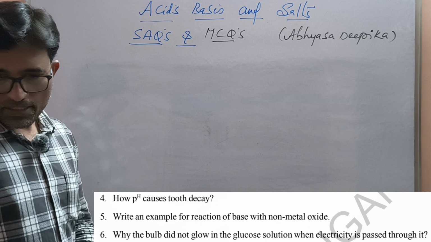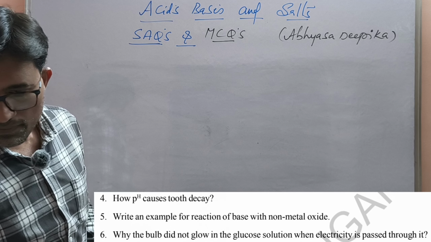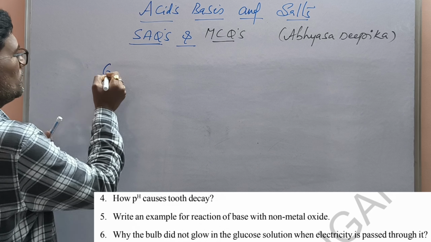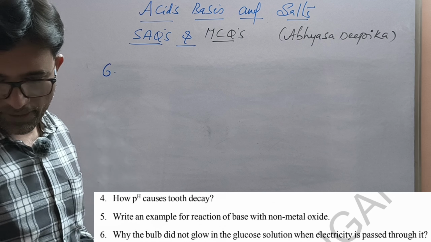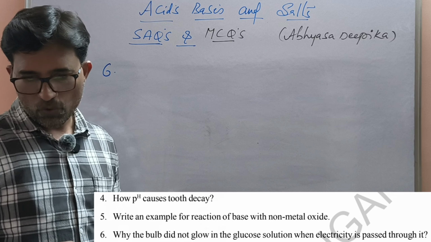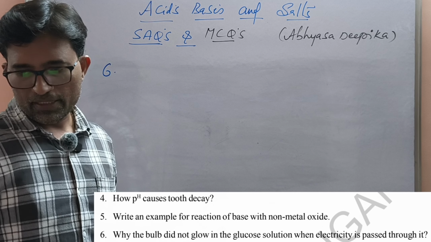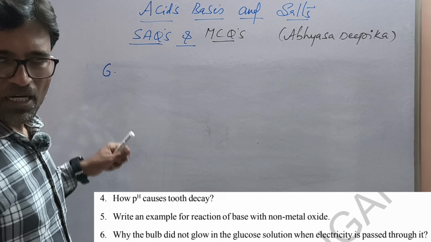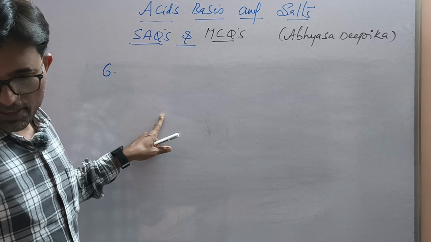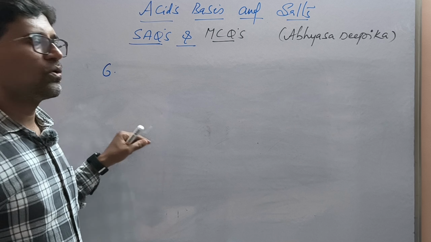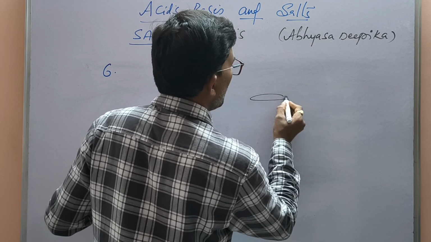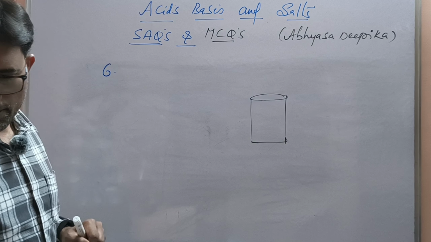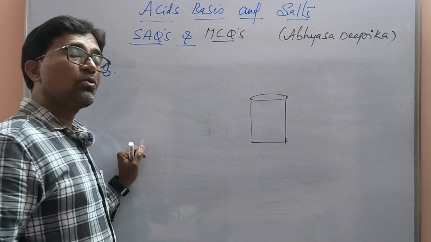Now the sixth question is from Abhyasa Deepika. The question will be displayed on the screen. Why did the bulb not glow in glucose solution when electricity is passed through it? Why did the bulb not glow when current is passed into the glucose solution?